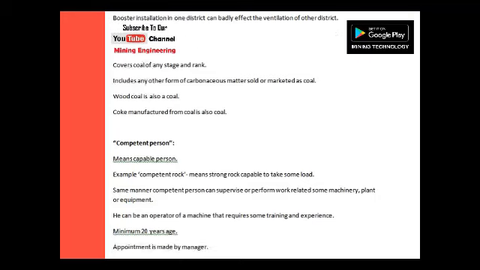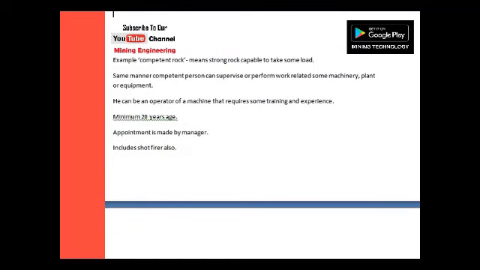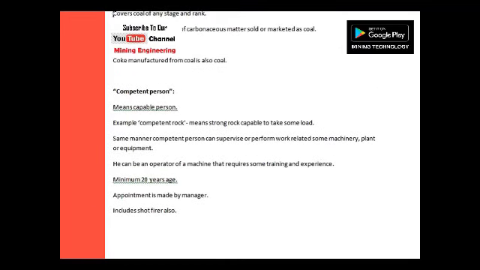Next, the competent person. Who is a competent person? One who is capable and trained to work in any risk environment, a trained person approved by the DGMS as competent based on training and experience. For example, a competent rock means a strong rock capable of taking some load. In the same manner, a competent person can supervise and perform work related to machinery, plant or equipment.